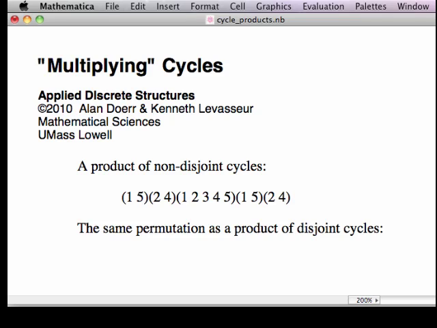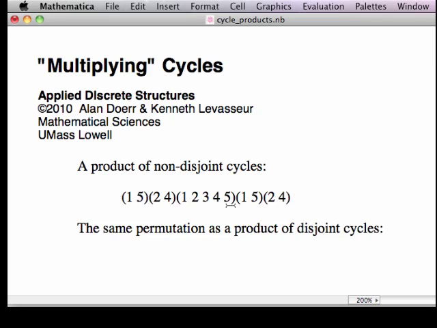The maximum number that appears in all of these is 5, so we could view this as a product in the group S5, permutations on the numbers 1 through 5, or something greater, Sn, where n is greater than or equal to 5, but all the numbers from 6 on up would be fixed points. They wouldn't be moved.